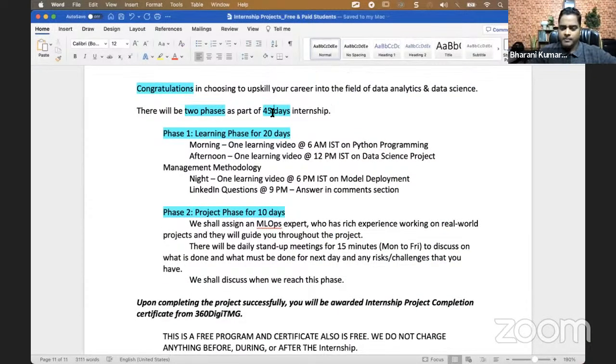First of all, congratulations on choosing to upskill your career in the field of data analytics or data science. You will have two phases as part of the 30-day internship program: the learning phase and then the project phase. Without knowledge, you cannot build a pipeline or deploy the model in production. So we have a learning phase, which will be for 20 days.